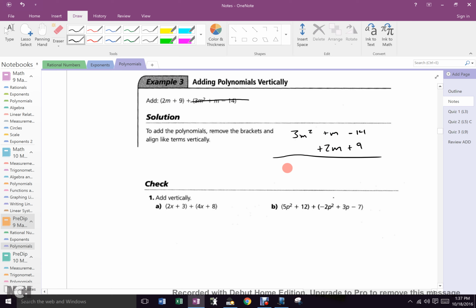3m squared plus nothing more is 3m squared. 1m and another 2m's is 3m's. And negative 14 plus 9 is negative 5. And again, it's not that it's difficult. Don't get me wrong, because it isn't.